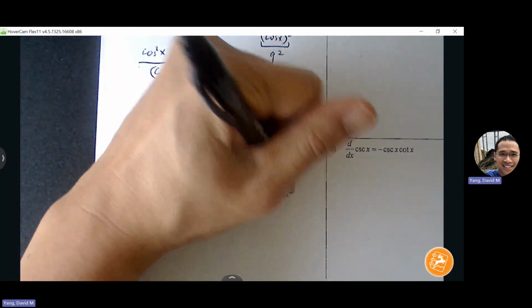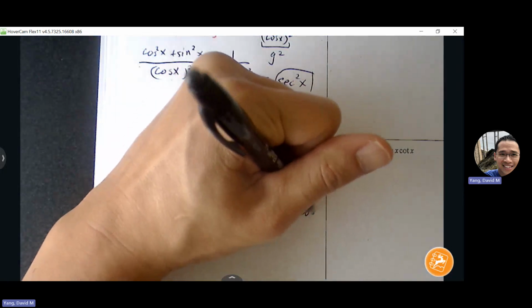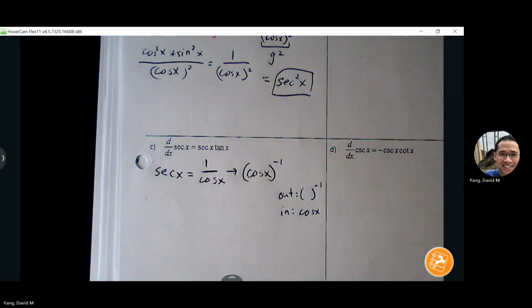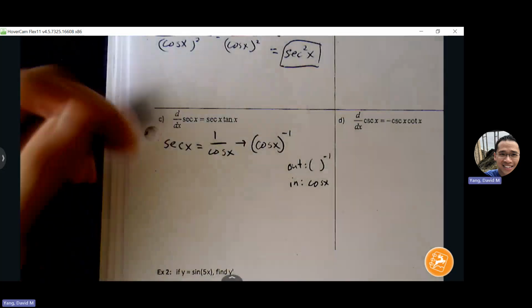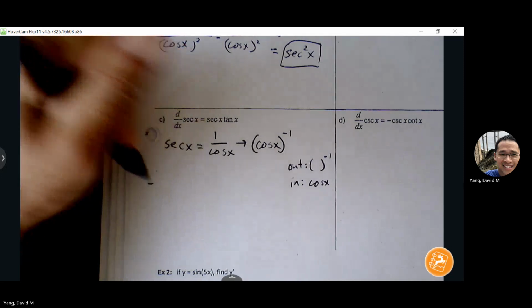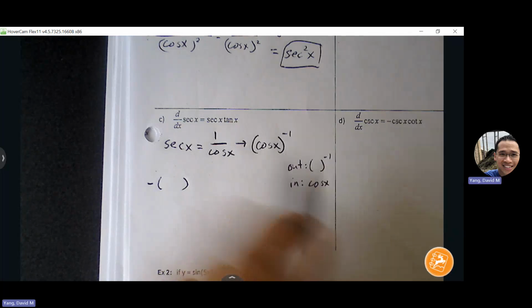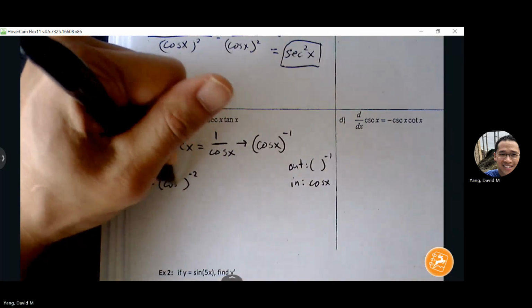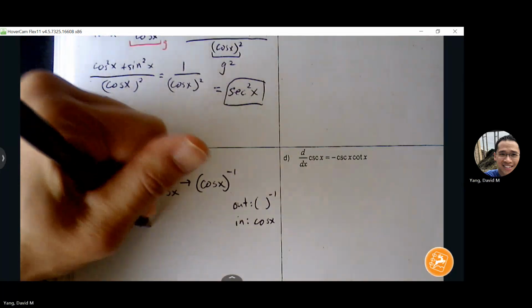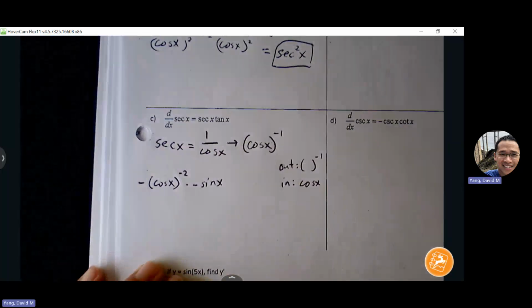So chain rule says outside derivative will take care of the parentheses to -1, and then inside derivative will take care of cosine of x. What's parentheses to -1's derivative? Negative parentheses raised to the -2. What goes inside the parentheses? Just cosine x. Times, what's cosine's derivative? Negative sine. So we're going to just try to clean this up in a way that will match that secant tangent. We'll see how far we can get.